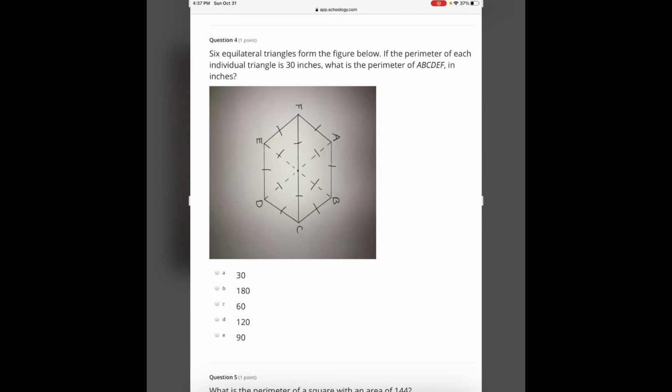It tells us each individual triangle has a perimeter of 30. Well, if there's 3 equal sides and the perimeter is 30, that means one side of each triangle is 10. So 10, 10, 10, 10, 10. That's what it wants, the distance around this hexagon, and that's going to be 60.